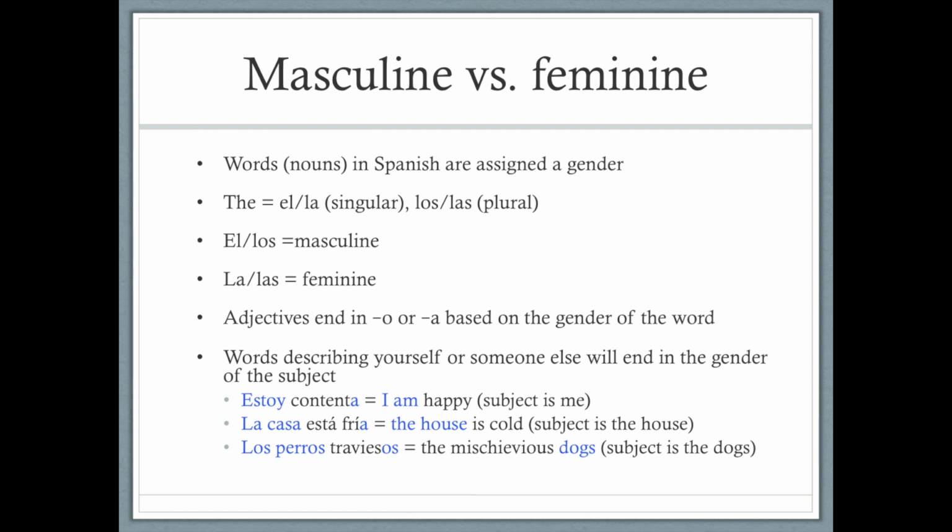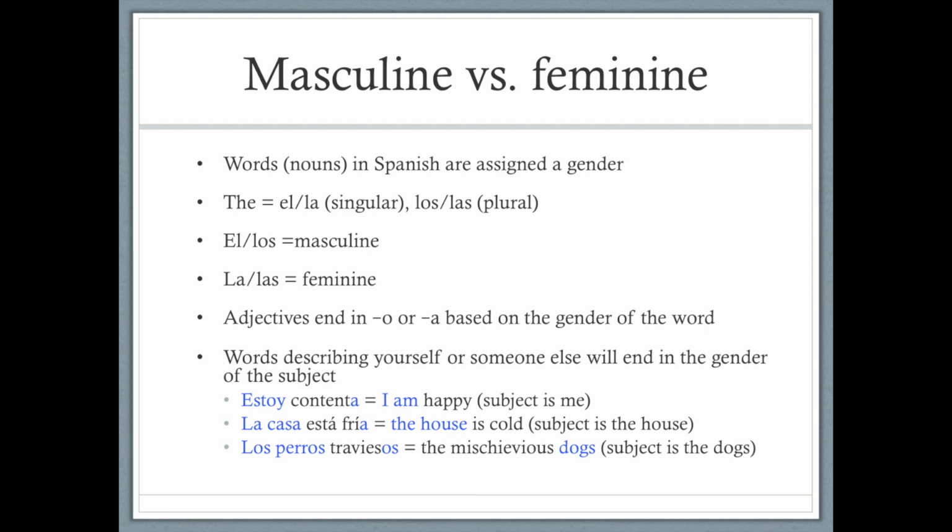And let's go through a couple examples of that. First of all, estoy contenta. I'm a female. I am the subject. So contenta has a feminine ending. Another example of a feminine word is la casa está fría. The house is cold. The subject of that sentence is the house, which is feminine, and so fría, which is the adjective describing the house, is also feminine.